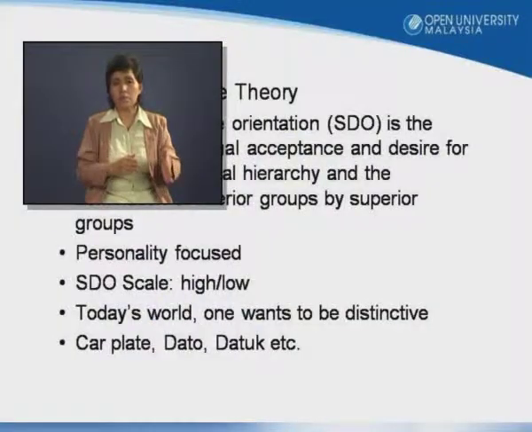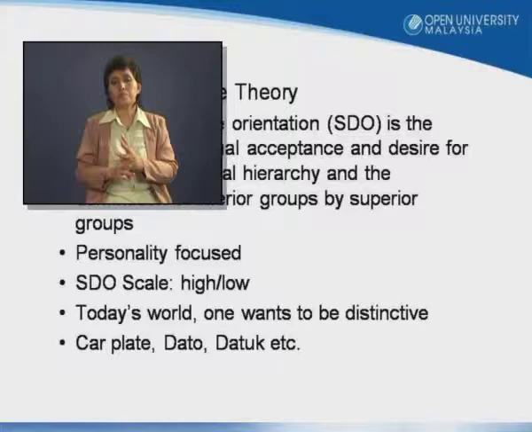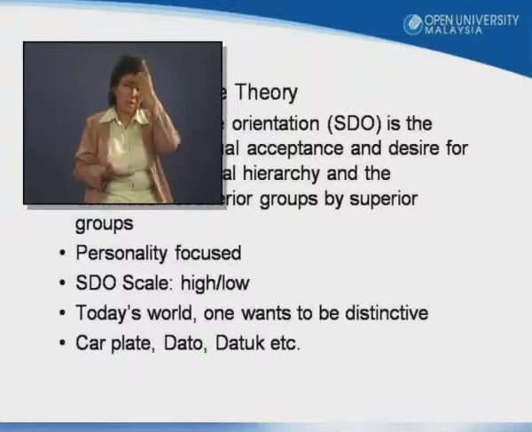Next one, there is a scale to test your SDO. You can have a high or a low SDO. Next one, in today's world, everyone wants to be distinctive. That's why they don't mind spending millions or thousands to buy a Dato title. We even buy our own car plate number. The number 1 means we are rich and we are at a high level. If I have a car plate number of 4444, it means I'm too poor to get my own number. And Dato puts us at a higher level than other people. This shows, I mean, it's part of discrimination as well.